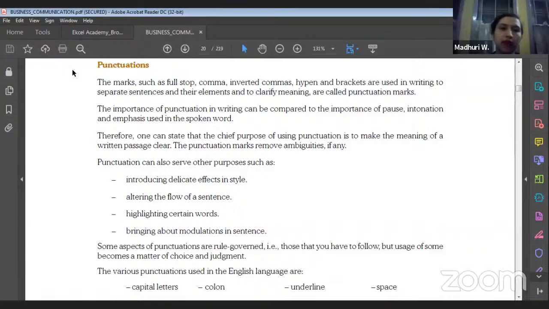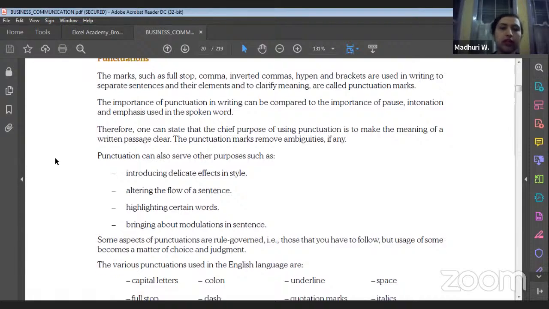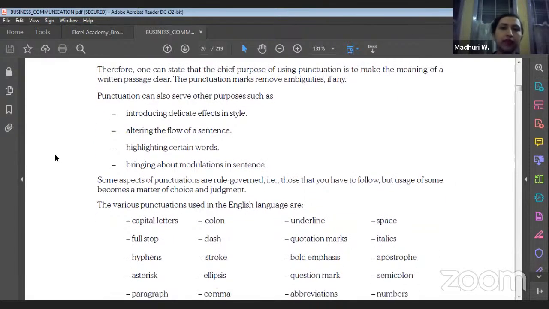So the marks such as full stop, comma, inverted commas, hyphen, brackets are generally used to separate sentences and their elements and to clarify meanings, right? These are called punctuation marks. They're used because of the importance of pause, intonation, emphasis used in the spoken word. Also, their chief purpose is to make the meaning of a sentence or a passage very clear, and they help in removing ambiguities, if any, right?